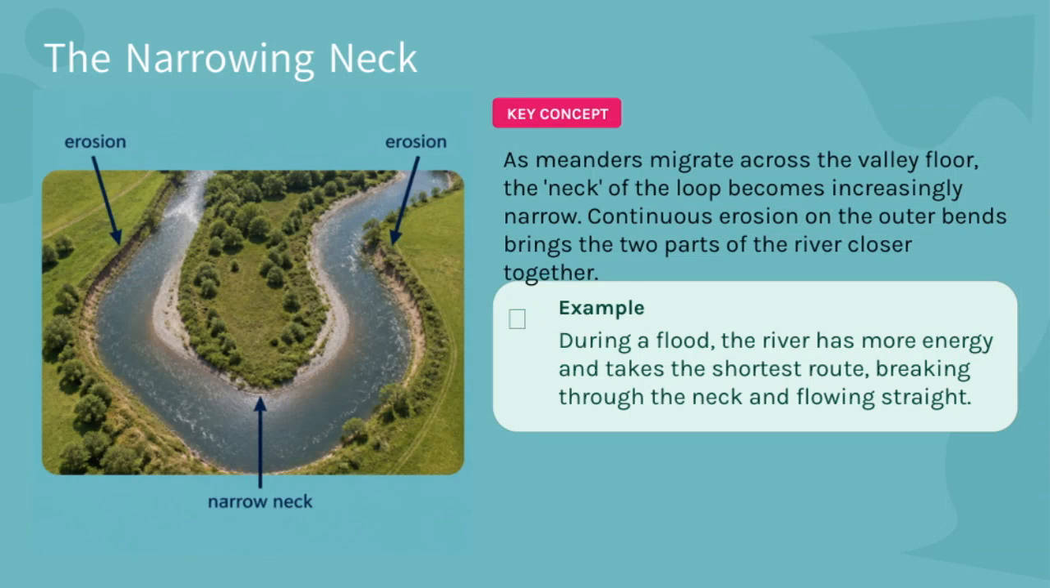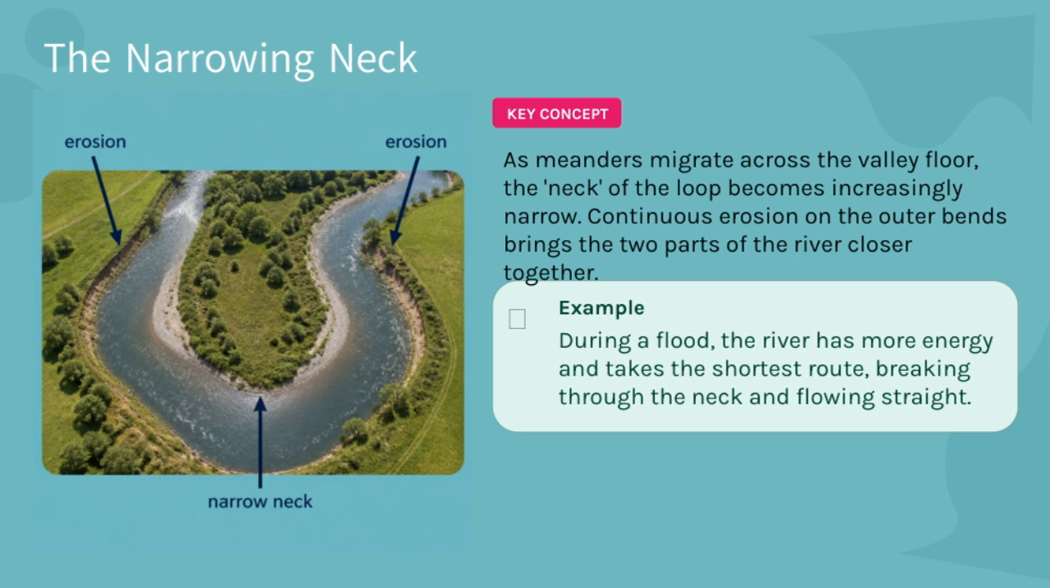Now we are going to look at what happens when meanders become very large. As a river flows through a meander, erosion continues on the outside bends. At the same time, deposition continues on the inside bends. Over time, the meander migrates across the valley floor. The bend becomes wider and more exaggerated.